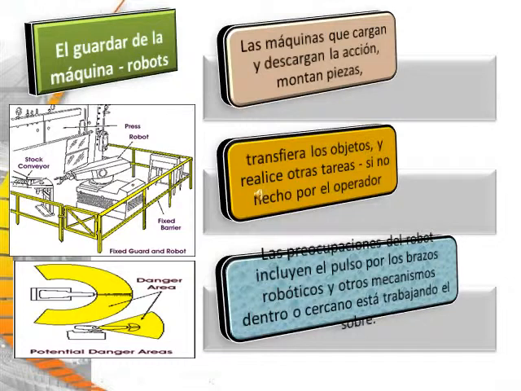Here we can see machine guarding by robots: machines that load and unload stock, assemble parts, transfer objects, and perform other tasks otherwise done by the operator. Robot concerns include being struck by robotic arms and other mechanisms within or near its working envelope.